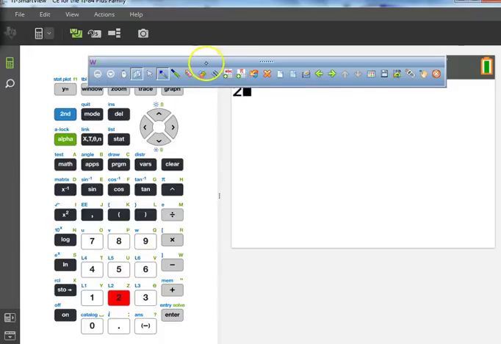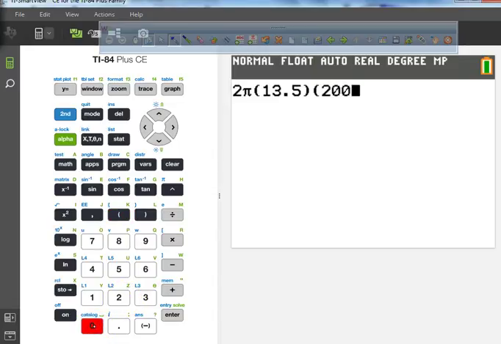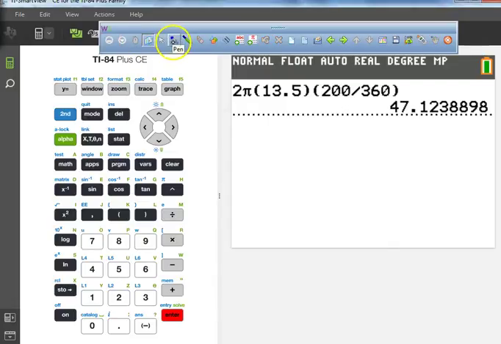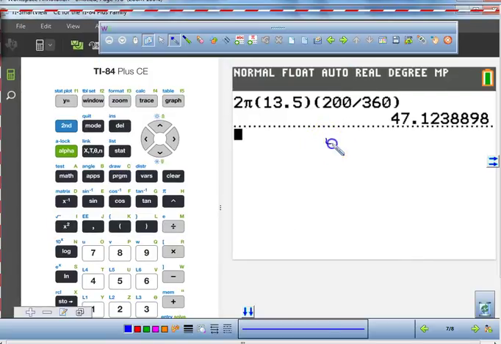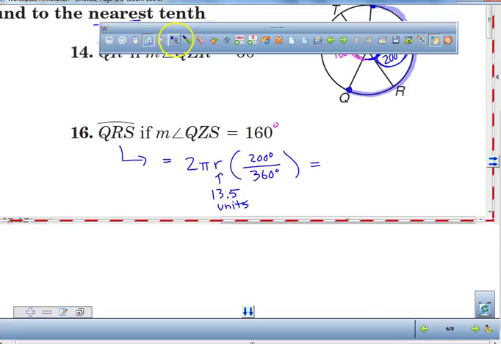You type in a 2, type in a pi, you open up a parentheses, you type in 13.5, which is your radius. You open up another parentheses, you type in 200, because that's the measure of the arc that you're using, and you divide it by 360. 47.1. And it said round to the nearest tenth. So what's your answer for number 16? 47.1, and you would say units.